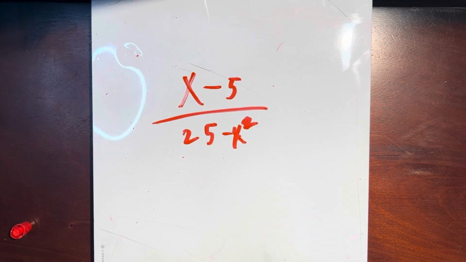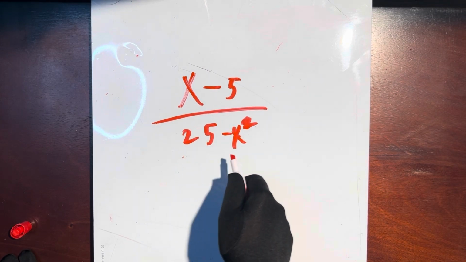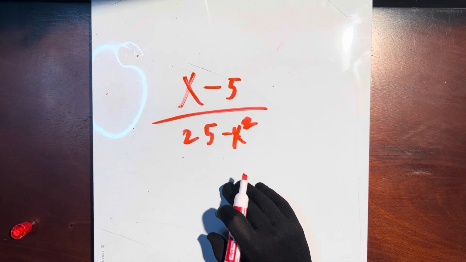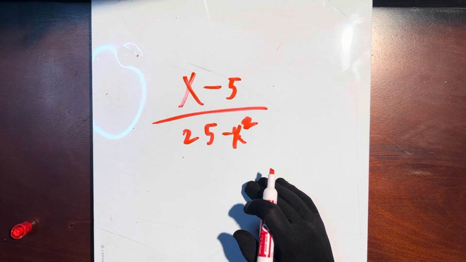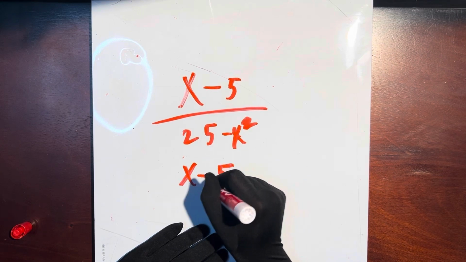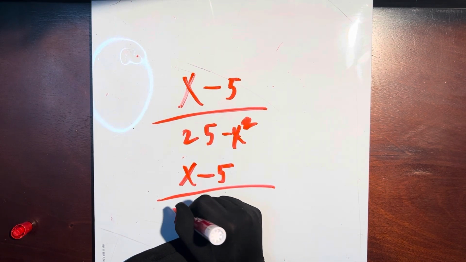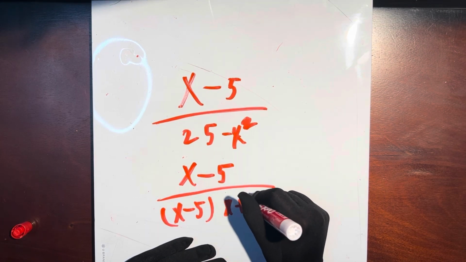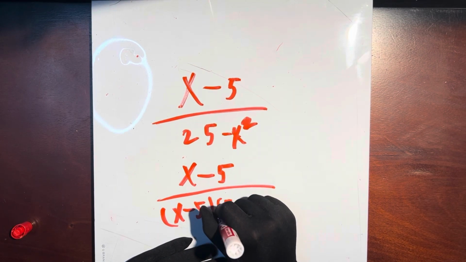No, you have a perfect square, which is 25 minus x squared. It's a perfect square. And since it's a negative, very important, you would turn one of them into a negative. So it becomes (x minus 5) over (x minus 5)(x plus 5).